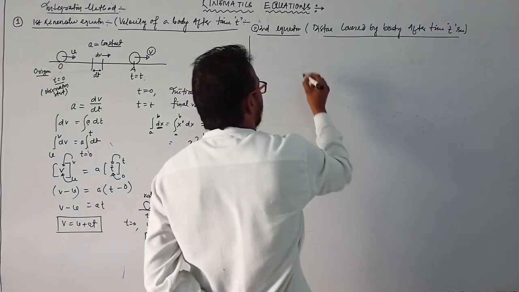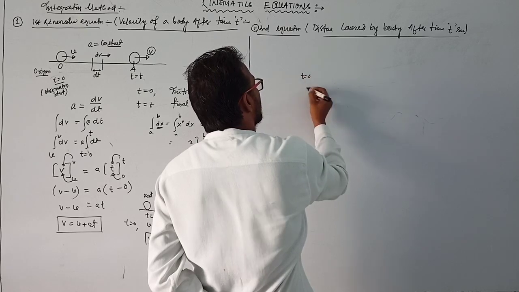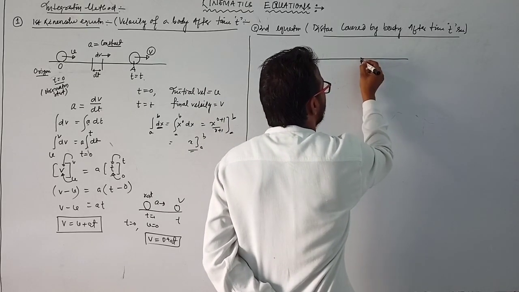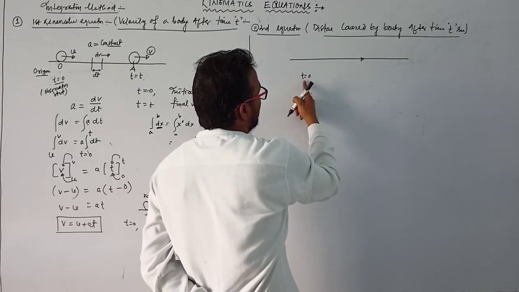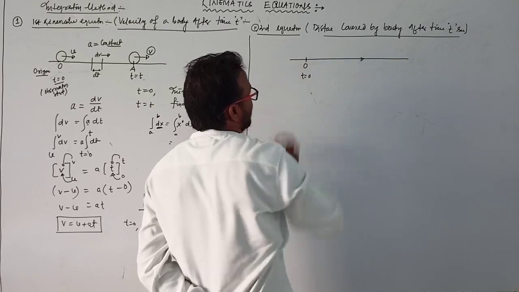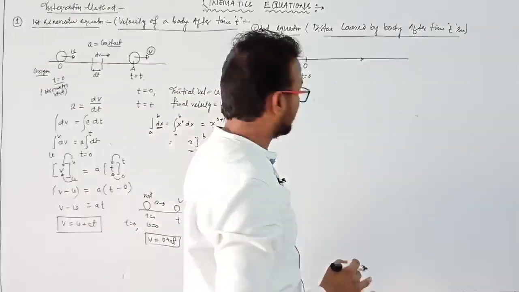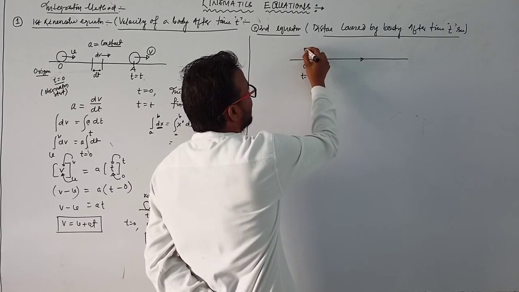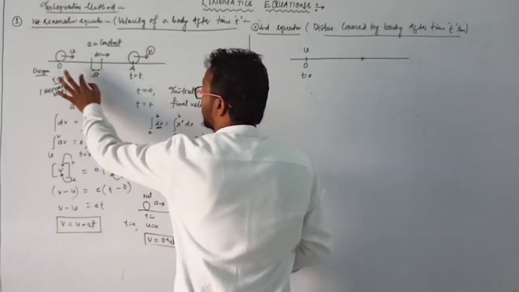Clear? That means suppose at time t equal to 0, the particle starts moving in a straight line in this direction. At t equal to 0, its starting point is here, so we take it as the origin. Origin means all distances can be measured from this point. When t equal to 0, its initial velocity is u, same condition.